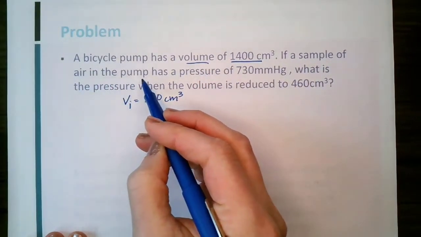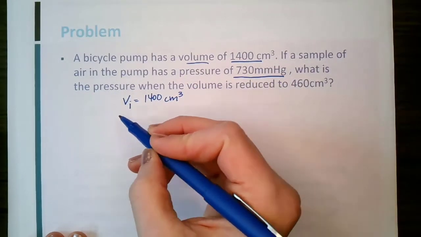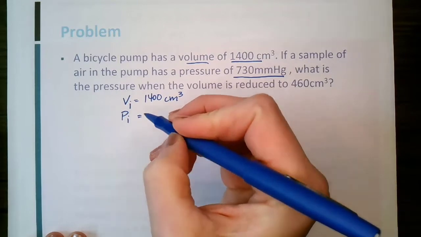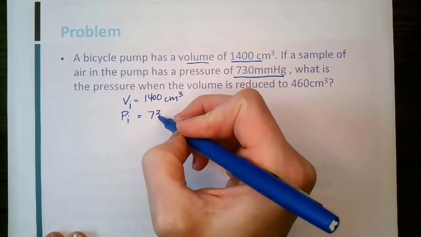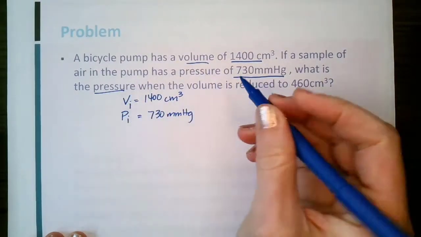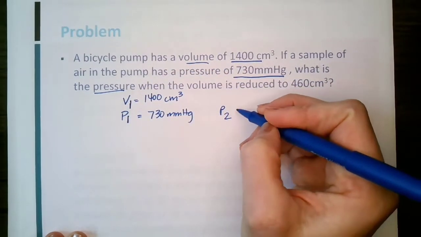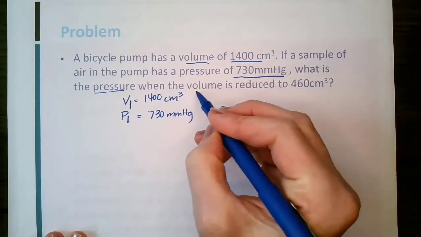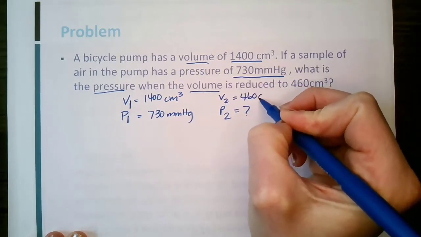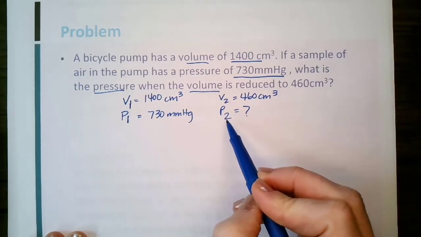If a sample of air in the pump has a pressure of 730 millimeters of mercury, so we're going to say, well, with that volume, we also have a pressure, or initial pressure, or P1, of 730 millimeters of mercury. What is the pressure? So we want to know P2. We're going to call this P1, V1. We want to know P2, question mark, when the volume is reduced to 460 cubic centimeters. So we've got V1, P1, V2, we want to know P2.